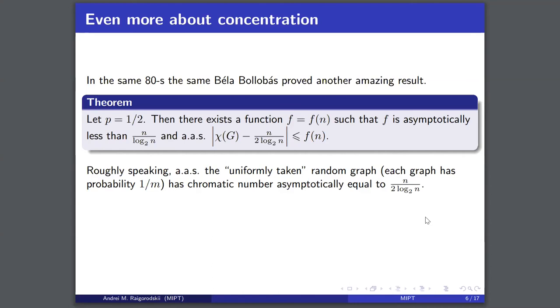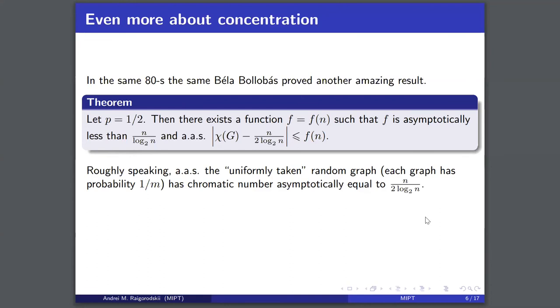Understand? Okay. But here is a problem. For sparse graphs, we had very high concentration on just two values. And here we did not say anything about two or three or four values. We only said that the chromatic number cannot go very far from this ratio. But the difference between the chromatic number and this ratio may be growing to infinity. This function may be growing, you understand? And then this is no longer concentration on two values, or on a constant number of values.